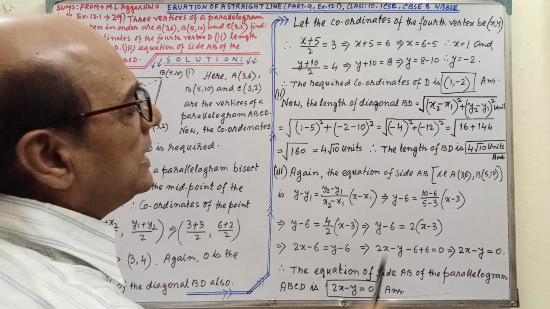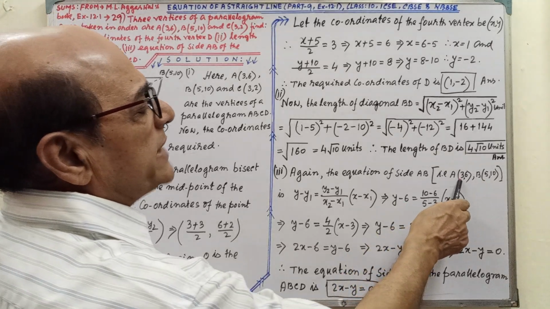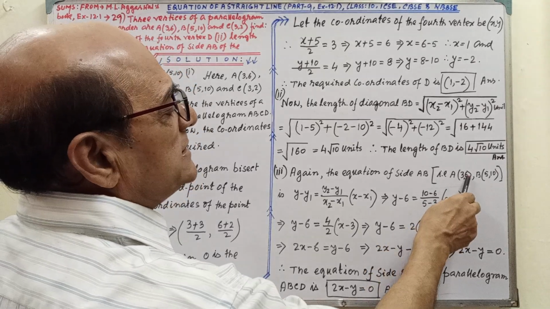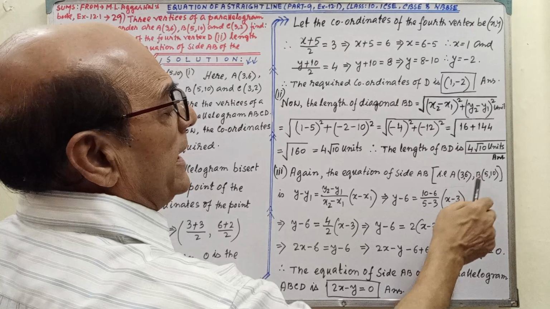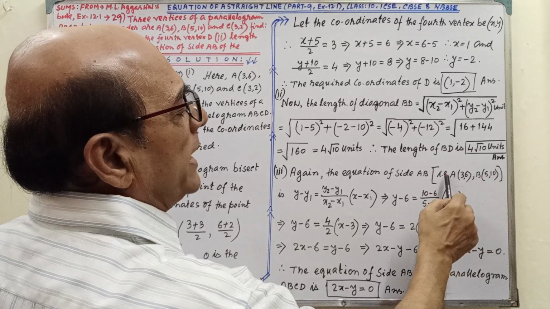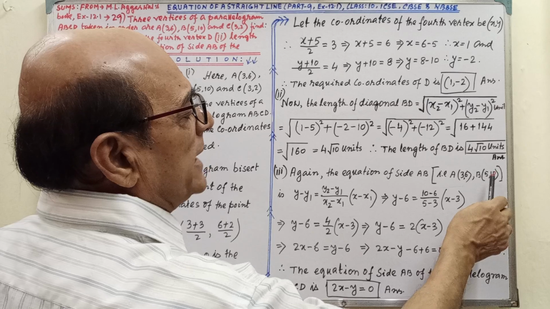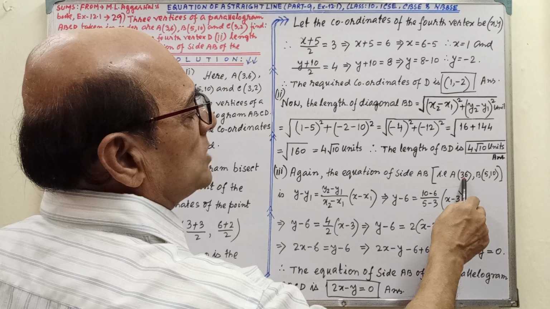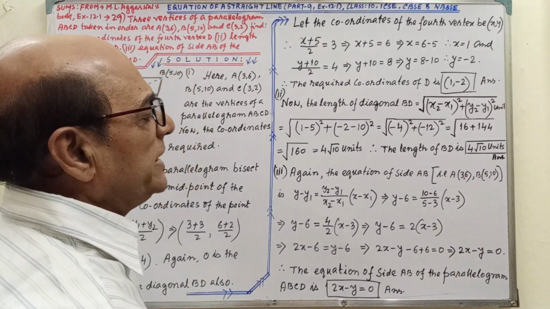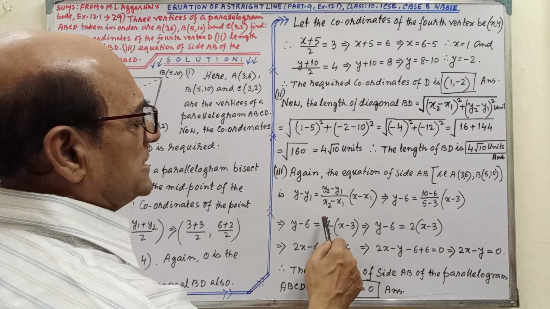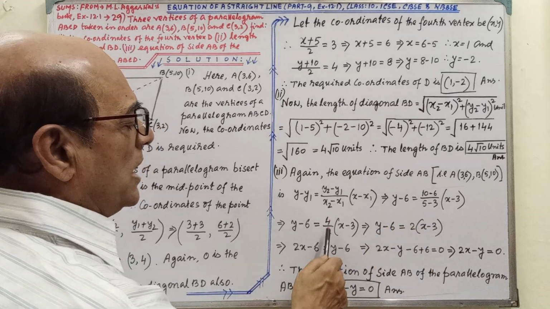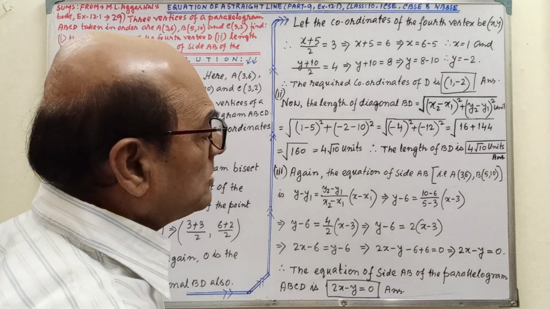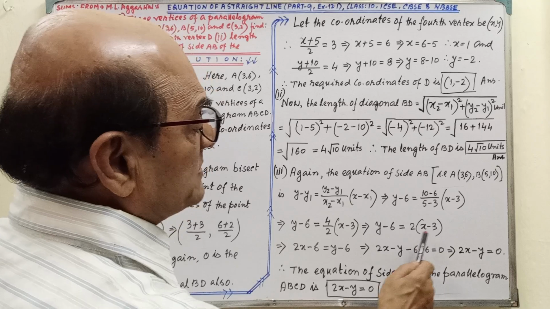After writing the formula, then you will put the relevant values. This is x1 y1, that is x2 y2. So y minus y1, that is y minus 6, equal to y2 minus y1, that is 10 minus 6, and x2 minus x1, that is 5 minus 3, into x minus x1, that is 3. After putting the values, then we have to simplify. 10 minus 6, that is 4, and 5 minus 3, that is 2. 4 and 2 will be cancelled, then it will be 2. Then y minus 6 equal to 2 into x minus 3.